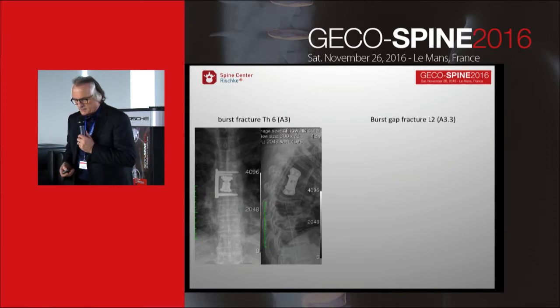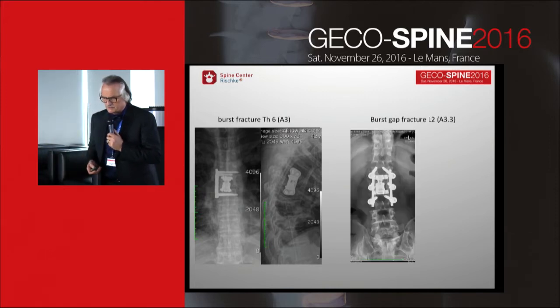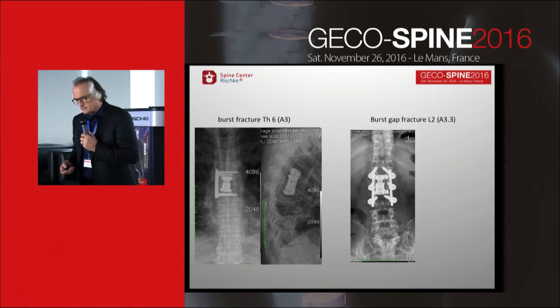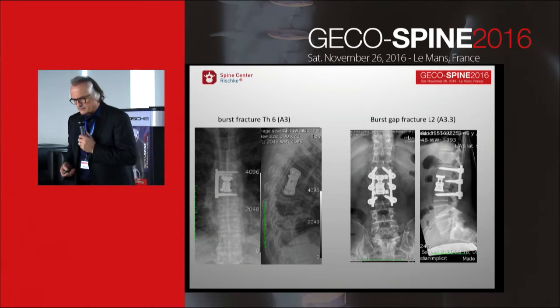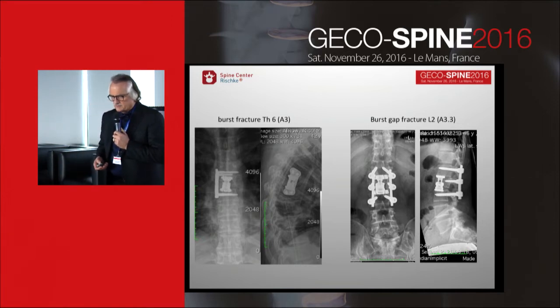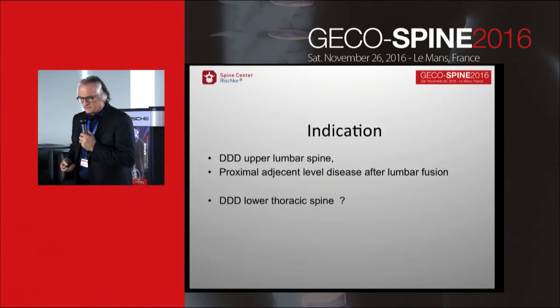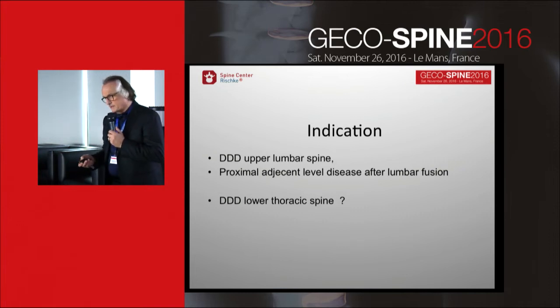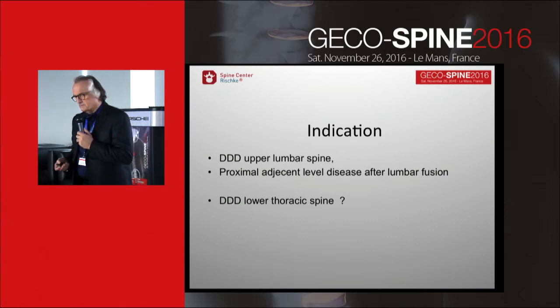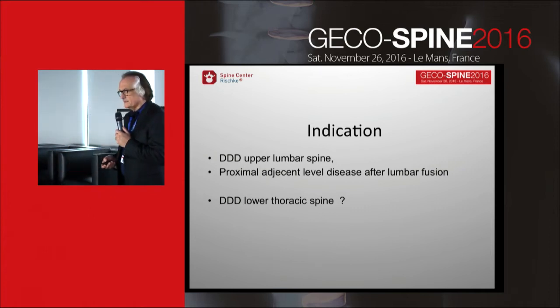Another example is the burst fracture in L2. I performed it in the same manner, by an endoscopic transthoracic approach with diaphragm splitting and replacement of the destroyed vertebra. That is the same approach I would like to recommend in the DDD of the upper lumbar spine and the proximal adjacent level disease I will show you later on, and perhaps also in the DDD of the lower thoracic spine.